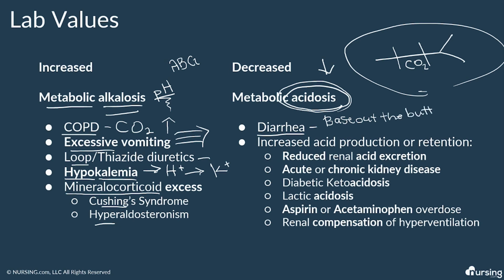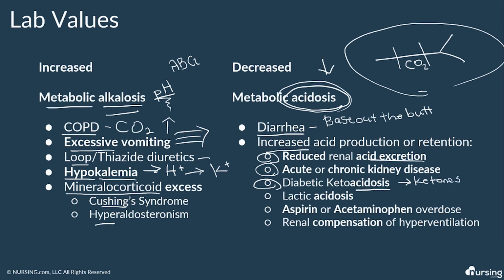It can also be because of an increase in acid production or retention. So the kidneys aren't able to excrete, right? So we're going to see that in reduced kidney function, whether that be acute or chronic. It could be an injury or actual disease. It's also evident in DKA, remember the acidosis part of DKA? It's because that fat is being metabolized into ketones, and ketones are acidic.